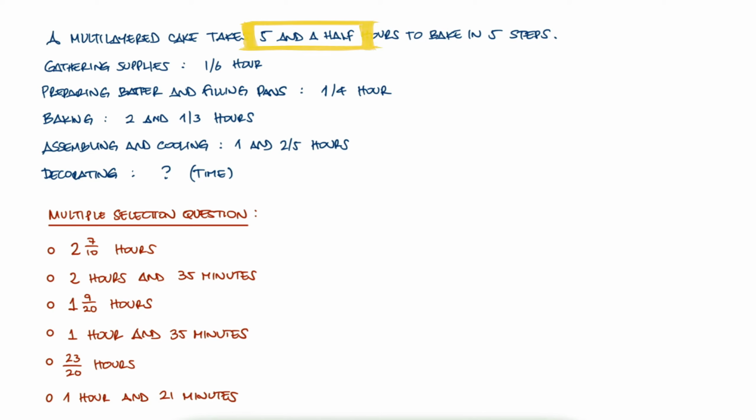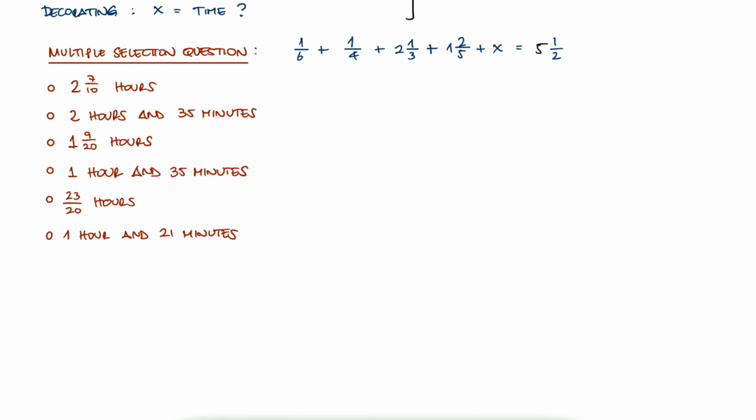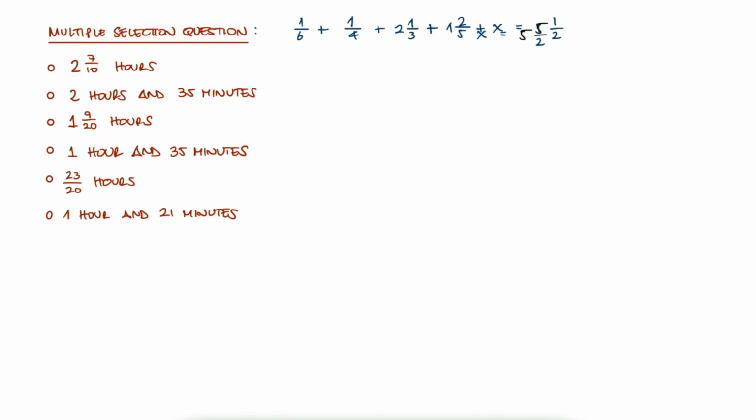We know that 5.5 hours is the sum of the duration of all 5 steps. This means that 1/6 plus 1/4 plus 2 1/3 plus 1 2/5 plus the 5th step x is equal to 5.5 hours. To calculate the duration of the 5th step x, we can solve for it.